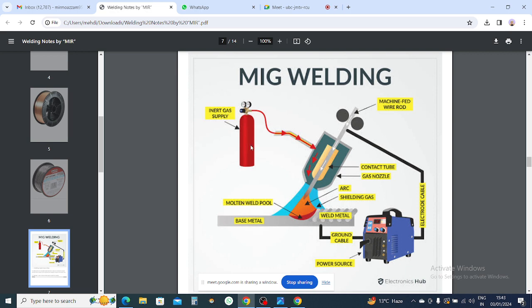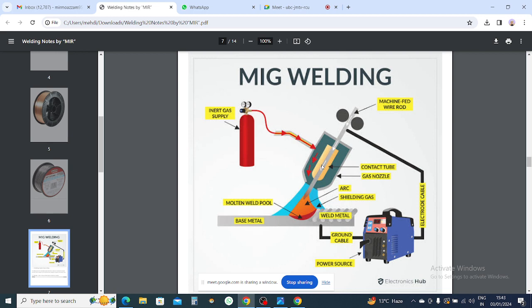Why do we use CO2? We know that CO2 blocks oxygen. You can see that a fire extinguisher contains CO2. Whenever a fire happens, we spray CO2 there because it blocks the oxygen. That's why we use it here to protect the materials. Argon is also used.